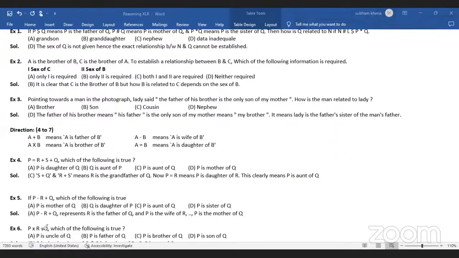What is it saying? R equals Q. One by one, okay? Go one by one. R equals Q. So R is the daughter of Q. R is the daughter of Q. That means R will be down, Q will be up. Does everyone understand this much? And this will be the line.